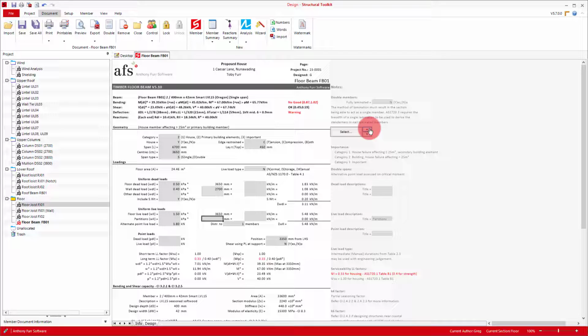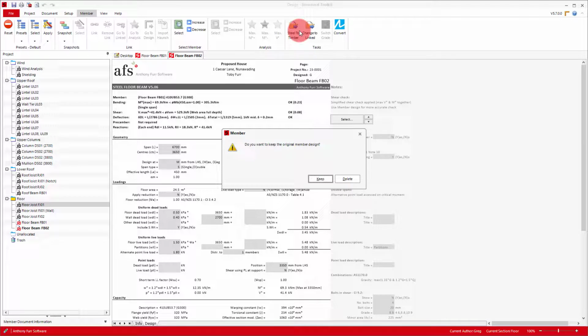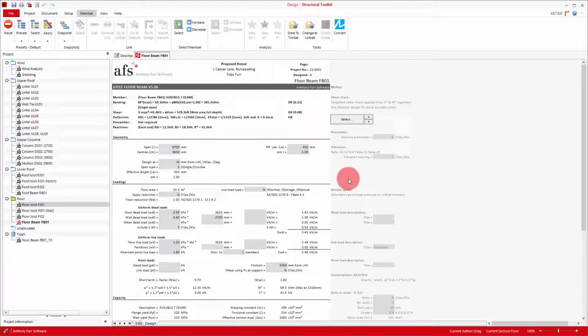So rather than creating a new steel floor beam and manually entering all the values, we can just convert our current design to a steel beam by clicking the Timber to Steel button on the Member tab. We'll delete our original in this case. As always with this feature, we'll want to make sure all the inputs are correct. There is also the alpha M that will need to change as necessary. As we are dealing with small segment lengths, we can keep it as 1.